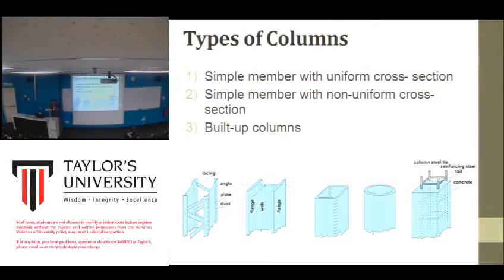I'm not sure whether in the Beacon class you have been shown all this, right? But basically, if you read different books, they would come up with different things. They might be showing different types of column when you look for types of column. But just to show you three different types of column: one is simple member with uniform cross section, another is simple member with non-uniform cross section, and also built-up columns.